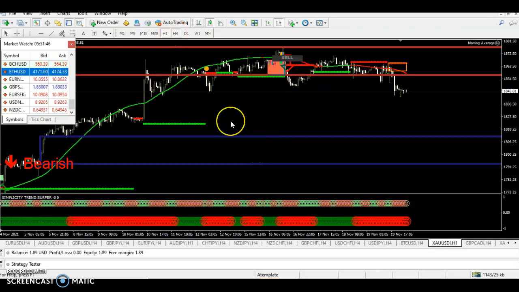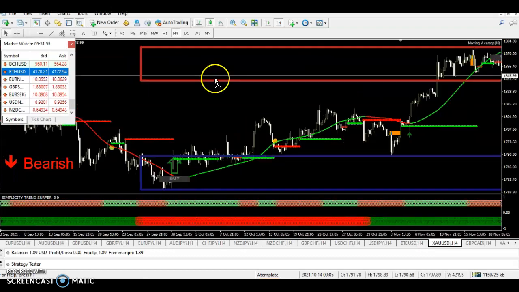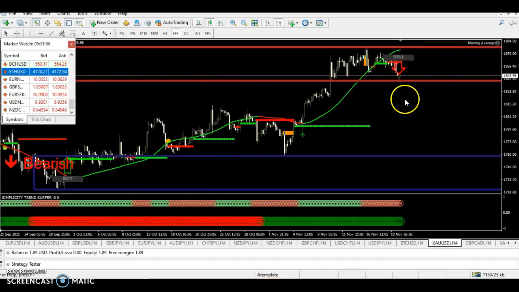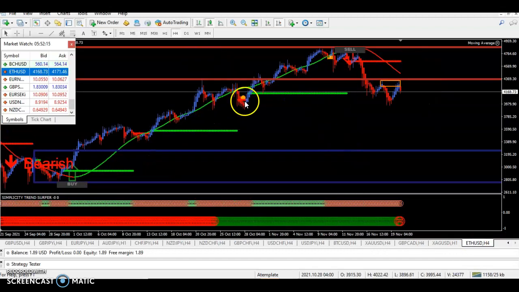Okay, let's go to XAU. XAU has a sell signal on the hour 4. That just came in with the cross of the HMA. So we're bearish there. We'll enter a limit when we start trading XAU gold, but for now, that's just telling us where it's going. Last but not least, we'll look at Ethereum on the hour 4.